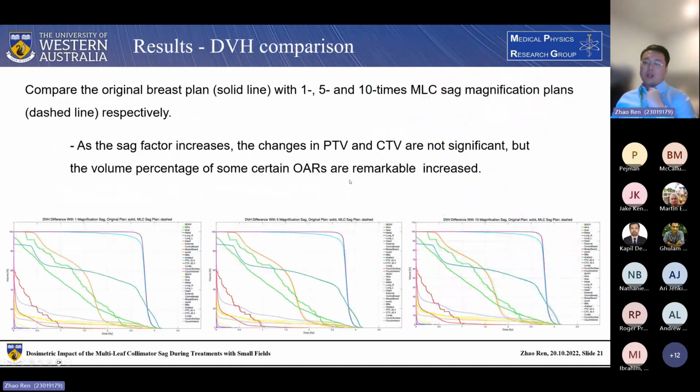Now let's turn to the deviation comparison. First, we compare the original breast plan with the 1, 5, and 10 times MLC sag magnification plans respectively, as shown below. As the sag factor increases, the changes in PTV and CTV are not significant, but the volume percentage of some certain OARs remarkably increases.